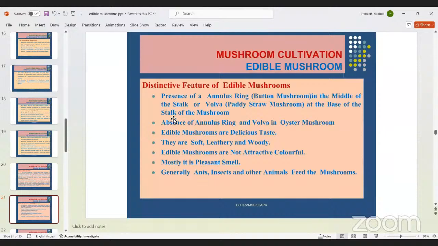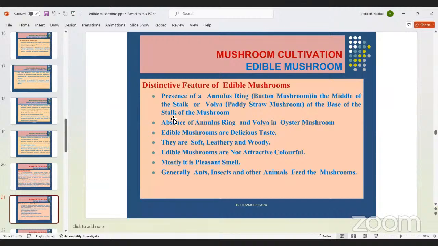So, what are the distinctive features of these edible mushrooms? Mainly the presence of an annulus ring in the button mushroom, in the middle of the stalk, or a volva in the paddy straw mushroom, at the base of the stalk. When we study the structure, it contains an annulus ring or volva. Here in the button mushroom the annulus ring is present, whereas the annulus ring and volva are absent in the oyster mushroom. These are the main characters.